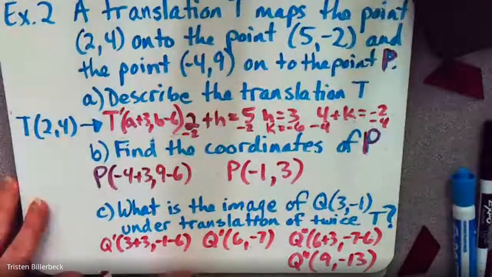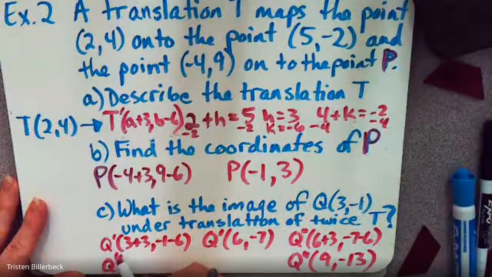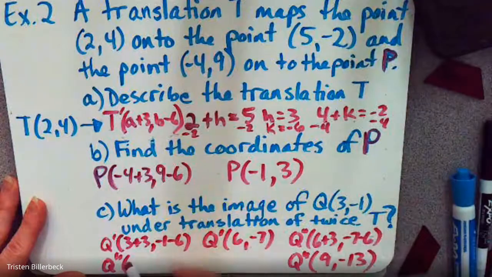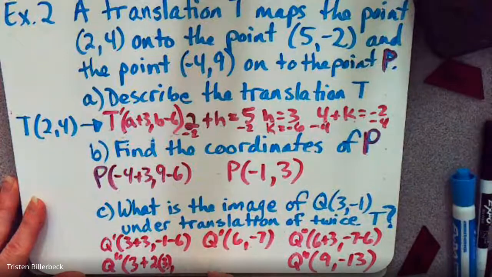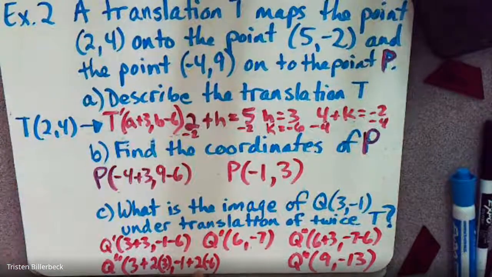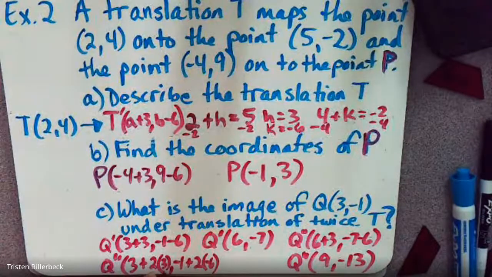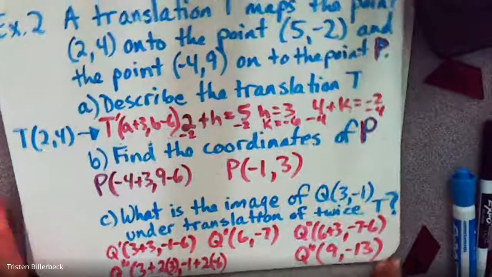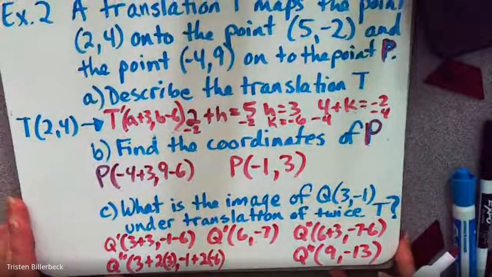Okay, we could have also just done Q double prime equals and doubled the change. So it started at 3 plus 2 times 3, comma, b is -1 plus 2 times -6. And that would have given us 2 times 3 is 6, plus 3 is 9. Then -1 plus -12 is -13. So we would have gotten the same thing either way.